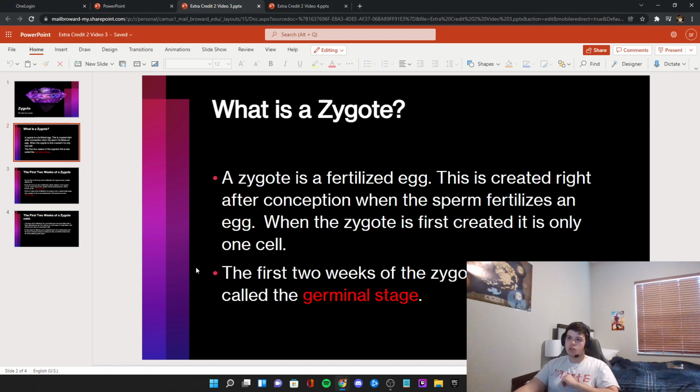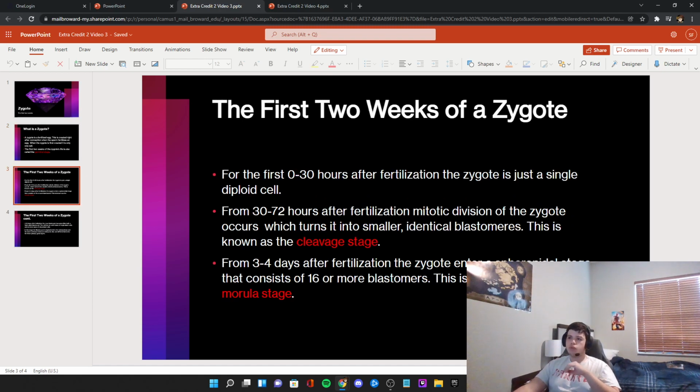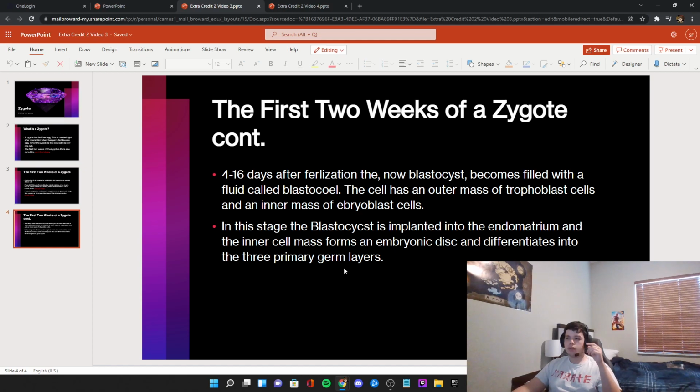So it starts as just a fertilized egg right after conception. And then, from the first 0 to 30 hours, it's just one single diploid cell, and as it goes, it starts multiplying. 30 to 72 hours, and it's just a cleavage stage. 3 to 4 days is the morula stage. 4 to 16 days after that, it is turned into a blastocyst filled with the fluid. The outer and inner cell masses form. Then it is attached to the endometrium of the woman. Thus, that is the first 2 weeks of a zygote's life.